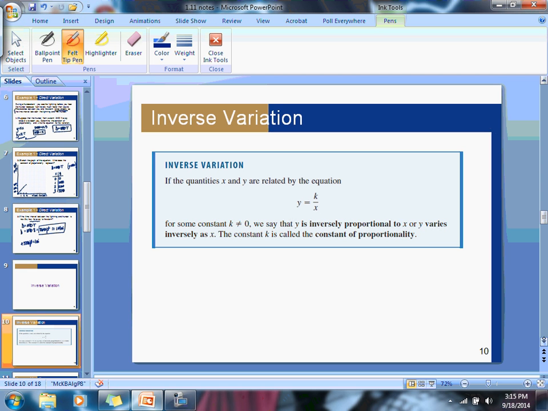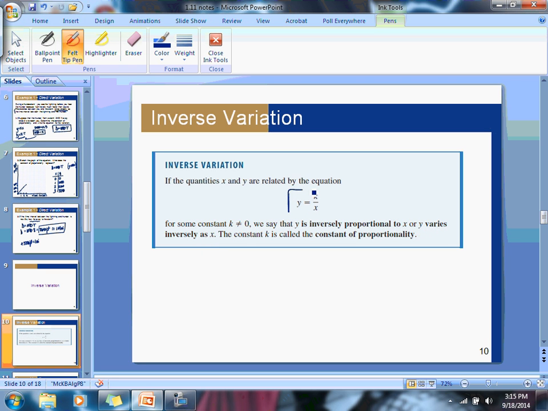Okay, inverse variation now. This is, again, a type of relationship between two quantities. We have an x and a y, except it's not a direct multiplication relationship. It's a division relationship. Okay, so it says here that y is inversely proportional to x, or y varies inversely as x. That's the language that you're going to hear.